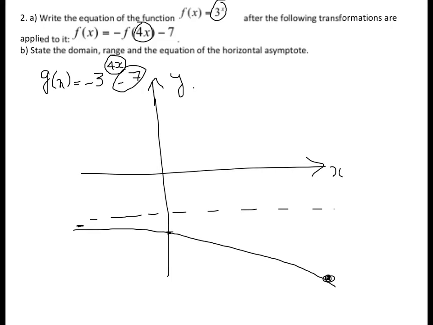Now that I have the graph, I can easily state the domain, range, and also the equation of the horizontal asymptote. You can see that x can go from negative infinity to positive infinity without restriction. So the domain is x in R, and that's it. There is no restriction. For the range, y belongs to the real numbers, but y has to be less than or equal to negative 7. And the equation of the asymptote is y equal to negative 7.